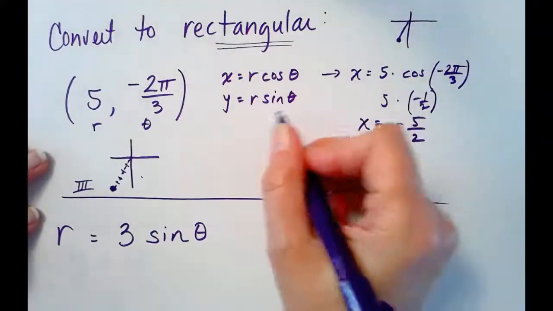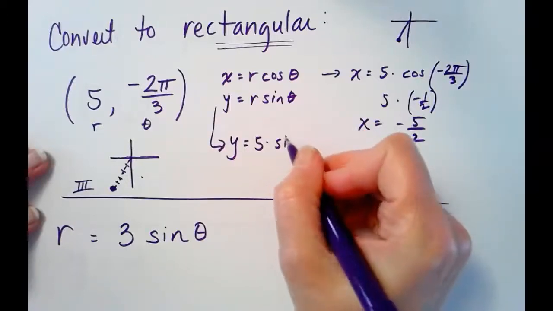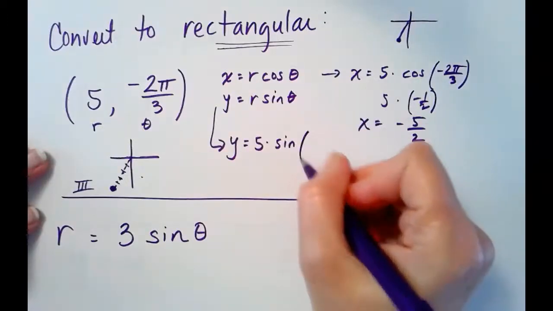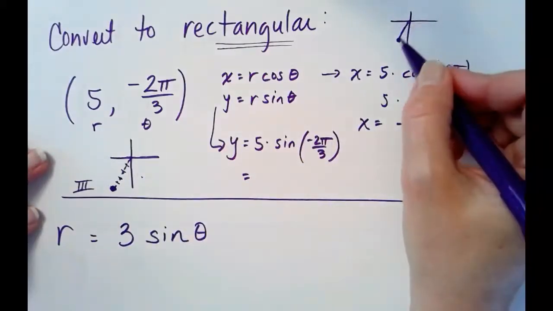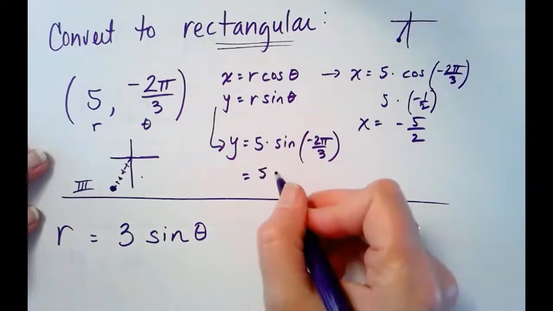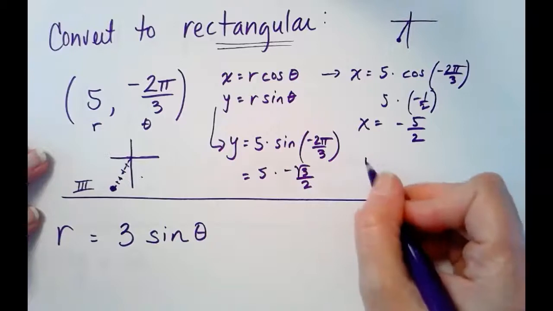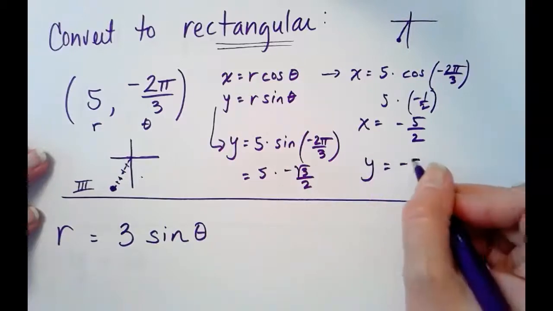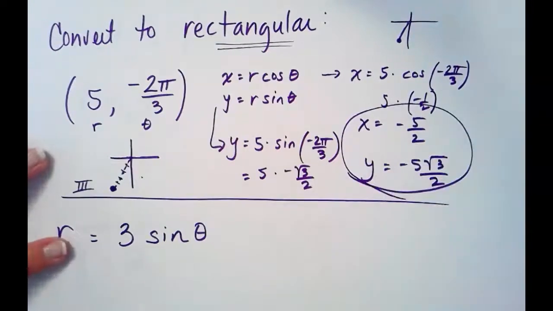The y coordinate, I'll put it right here. y equals 5 times the sine of negative 2 pi over 3. So that is down root 3 over 2. So 5 times negative root 3 over 2 gives us a y coordinate of negative 5 root 3 over 2. So there's our x, there's our y, converting to rectangular coordinates, both negative as we anticipated in quadrant 3.